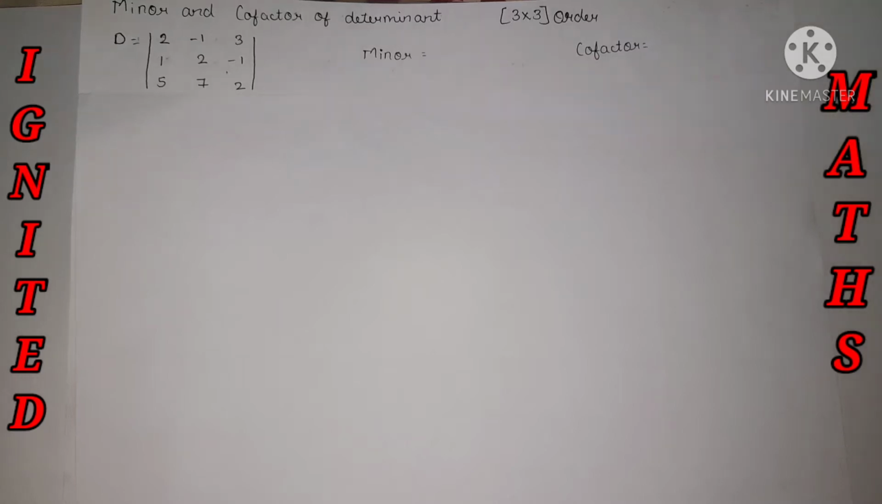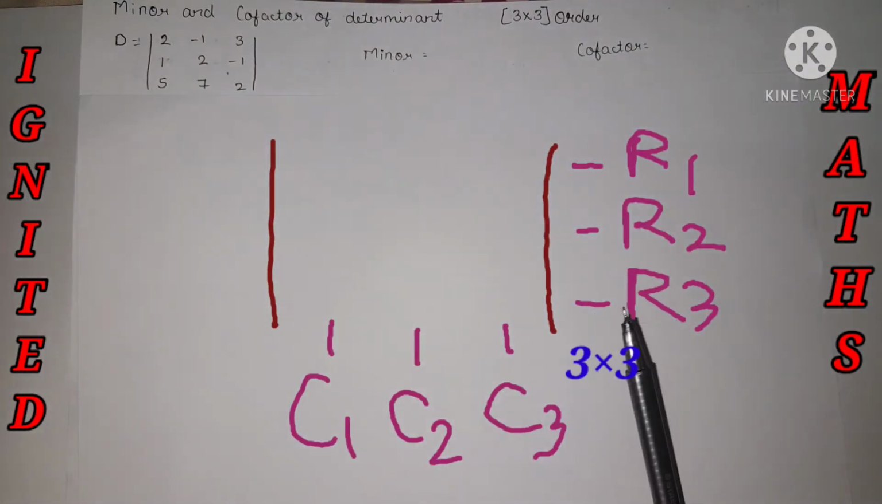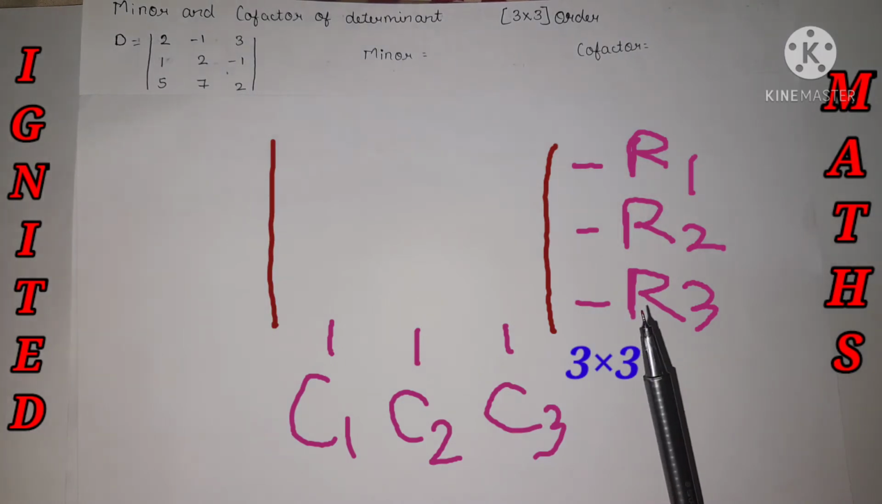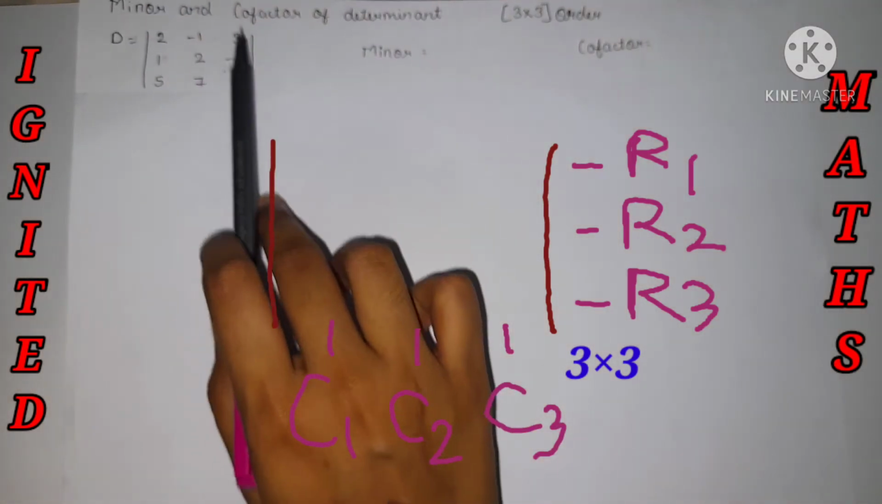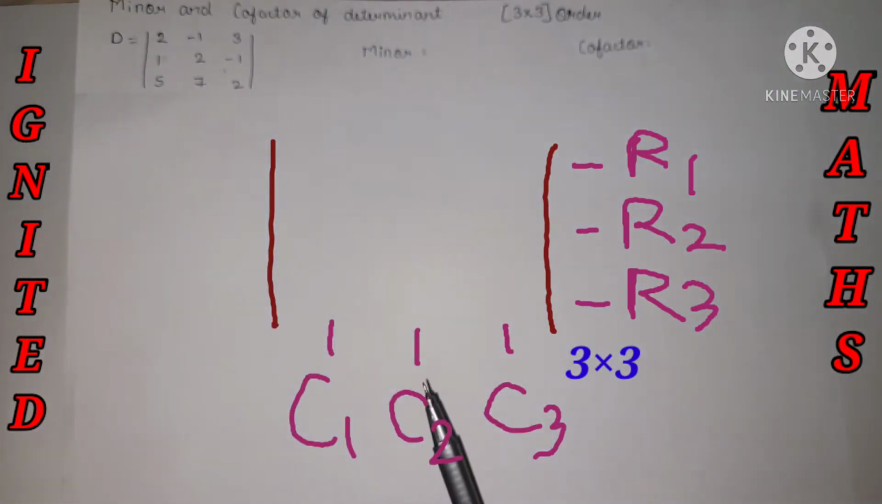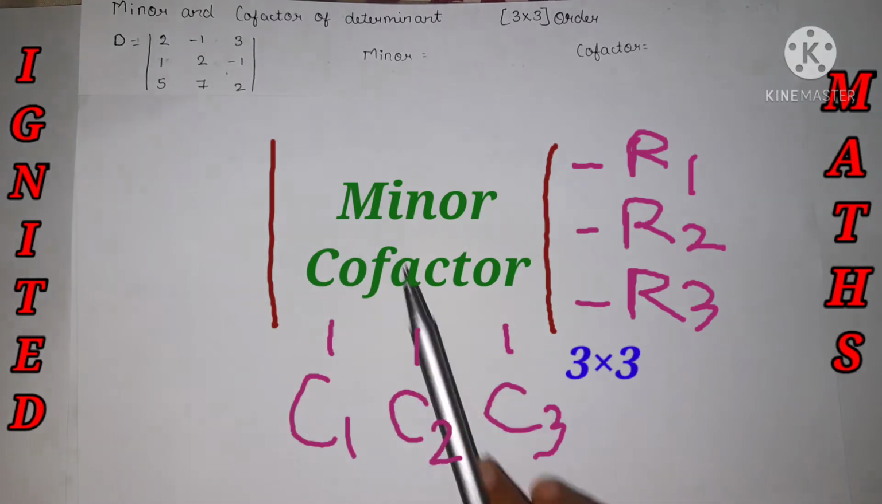Let's find the minor and cofactor of elements of a determinant of 3 cross 3 order. A 3 cross 3 order determinant contains 3 rows and 3 columns. At the determinant there are 3 rows and 3 columns, so the determinant is called a 3 cross 3 order determinant. Now we need to find the minor and cofactor of the elements of the given determinant.